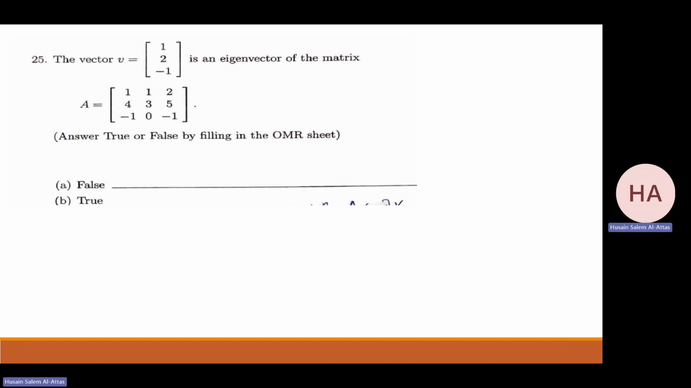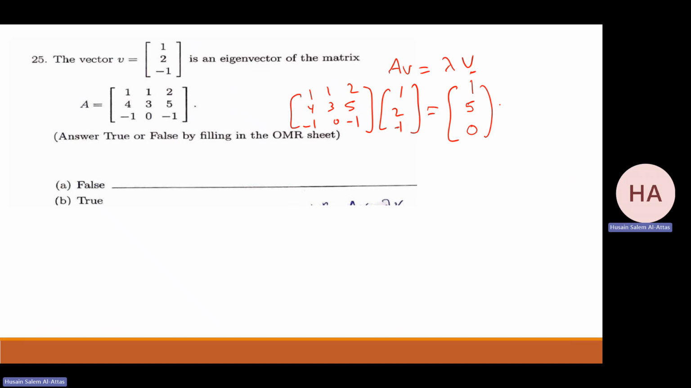This vector is an eigenvector for this matrix. It means what? AV will be lambda V. Let me check AV. Is there a lambda? So this is a multiple of the vector V. So I need to do this: 1, 1, 2, 4, 3, 5, minus 1, 0, minus 1 times V. This is minus 1. I have what? 1 plus 2 minus 2, that is 1. Good. 4 plus 6, that is 10, minus 5, that is 5. Minus 1 plus 1, that is 0. So that's impossible to be lambda times a vector like this. So the answer is false. This is not an eigenvector.